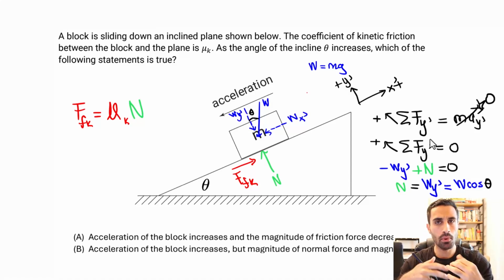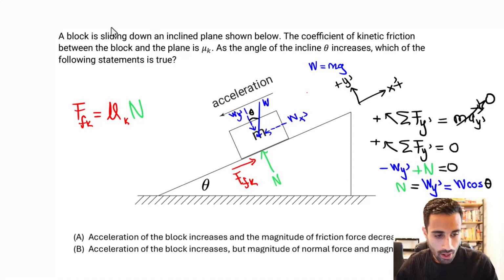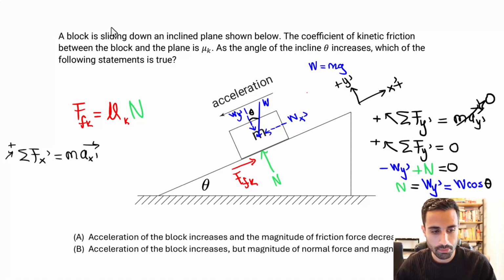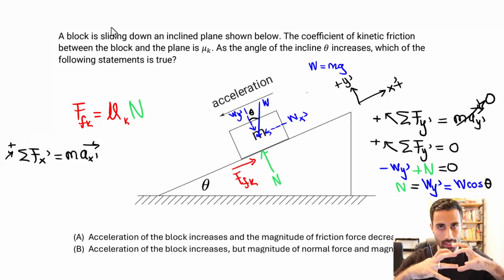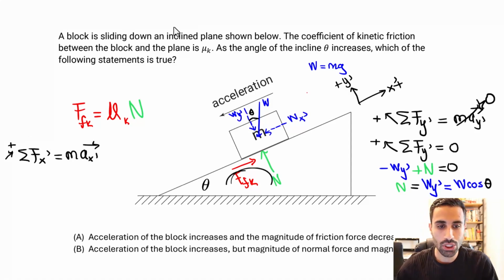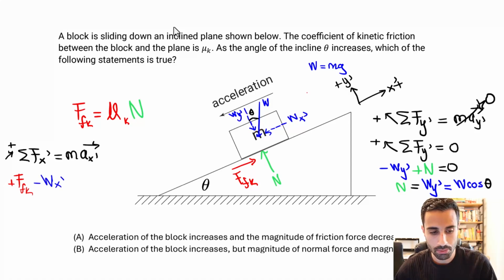Now we will do the same process in the x prime direction. So what we will do is say the sum of the forces in the x prime direction equals the mass times acceleration in the x prime direction. And going this way will be positive. With that said, let's sum the net forces. We have the force of friction. It goes up, so it should be positive: positive force of friction, kinetic. Then I have the negative Wx prime, and that equals the mass times acceleration in the x prime direction.